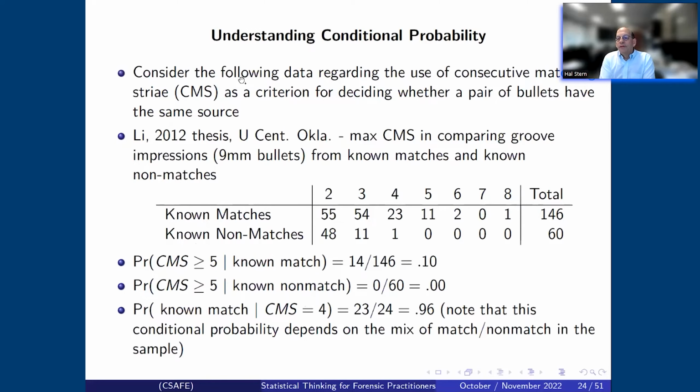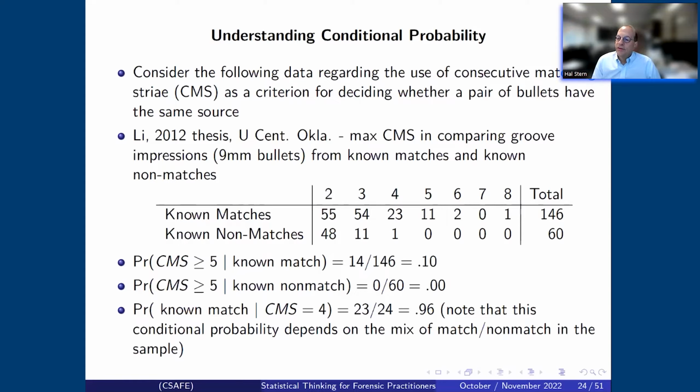Okay, here's a more forensic-based example of the kind that we're interested in when we think about pattern evidence. This comes from a thesis done by a student at the University of Central Oklahoma, where they were able to collect data on a set of bullet groove impressions from 9mm bullets, and look for the number of consecutive matching stria. And they did 206 paired comparisons. 146 of them were in cases where the two impressions were known to come from the same bullet. And there were 60 where the two impressions were from non-matching bullets.